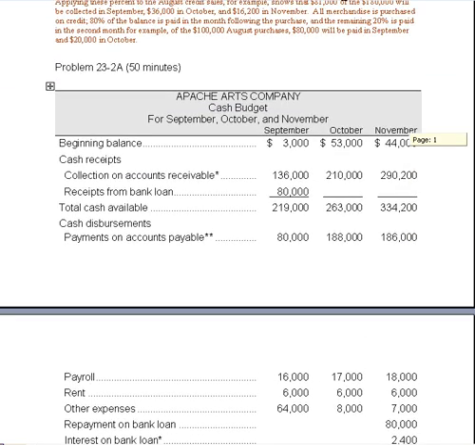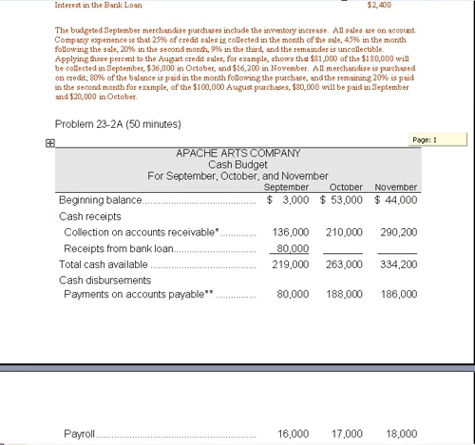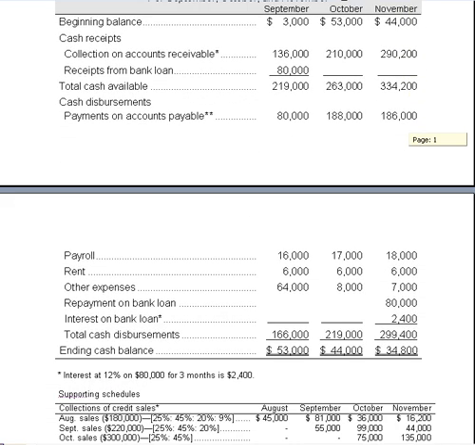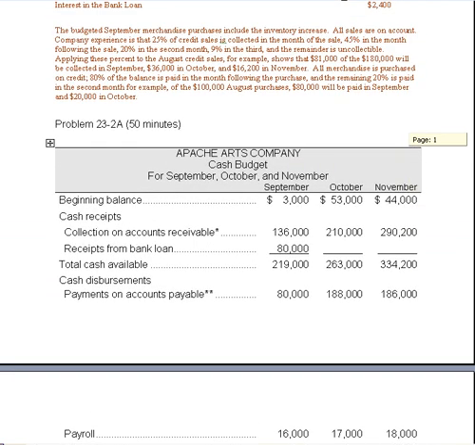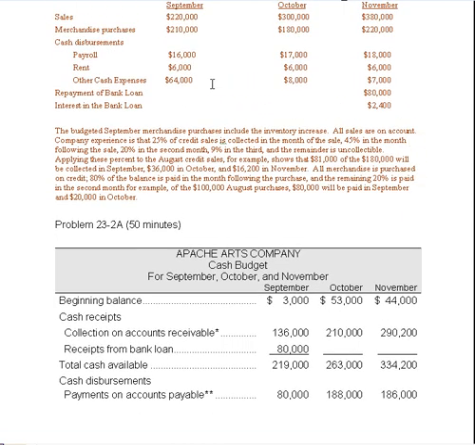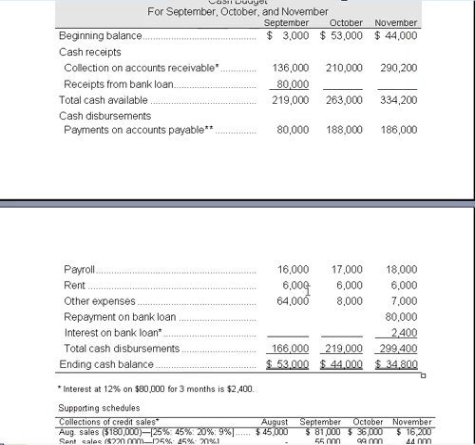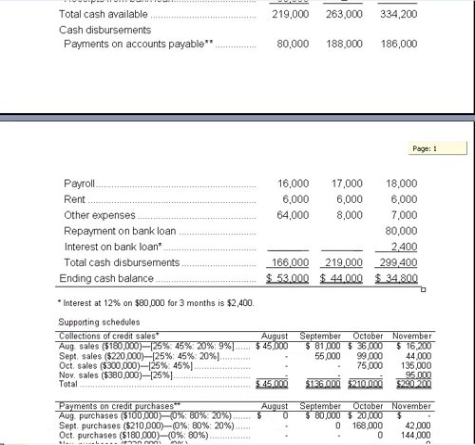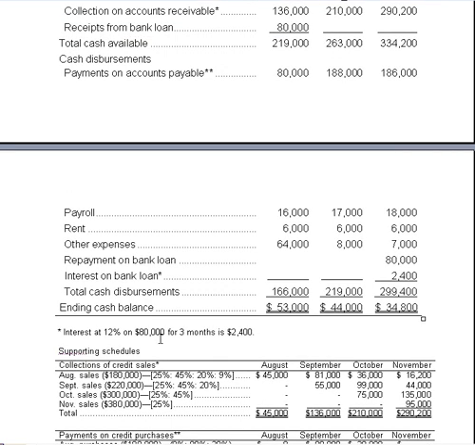All right. We also have to consider how much money was paid out in cash payments, I believe. Okay, then we record the payroll, the rent, and the other expenses we were expecting, and that information was given in the table, right? 16, 6, and 64 for the month of September, so we would drop those in the various months. We would show the repayment of the bank loan in the last period, and then we need to calculate that interest, which is interest at 12% on $80,000 for 3 months, which should be $2,400.